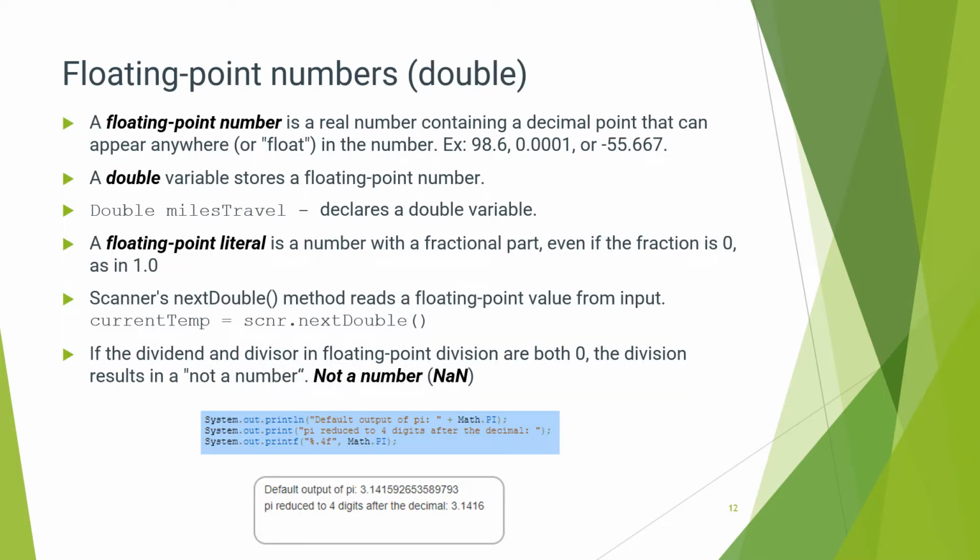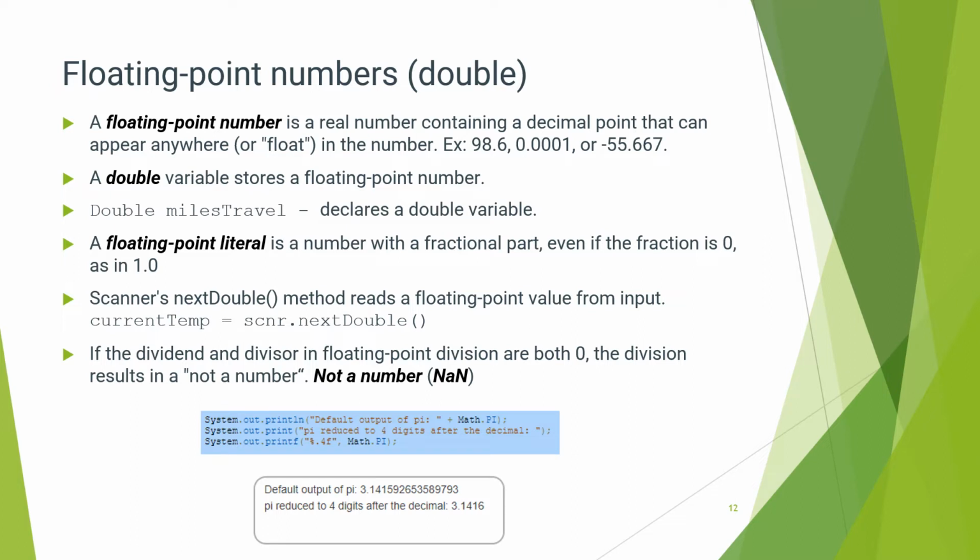And so coming to the next topic, floating point numbers or double. A floating point number is a real number containing a decimal point that can appear anywhere in the number. For example, you can see here 98.6, 0.00001, or minus 55.667. So this is a floating point number. Generally an integer will be 98 and a floating point will be like 98 point some xyz. And a double variable stores a floating point number.